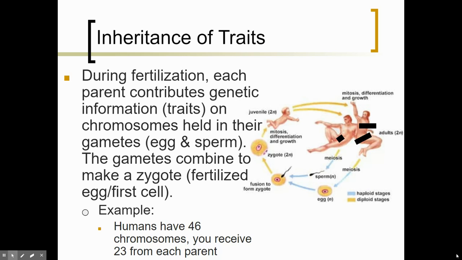So, how do we inherit our traits? Our inheritance of traits. During fertilization, each parent contributes genetic information, our traits per se, on chromosomes held in their gametes. If you remember back to meiosis, this is our egg and our sperm that we're talking about. The gametes combine to make a zygote, and a zygote is simply a fertilized egg or our first cell as a human being. So, for example, when we have fertilization, humans overall have 46 chromosomes. You receive 23 chromosomes from your mom, 23 chromosomes from your dad. You have your genetic diversity that makes you up.